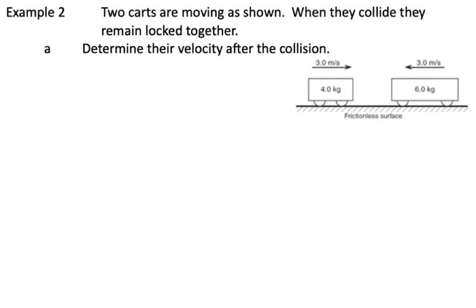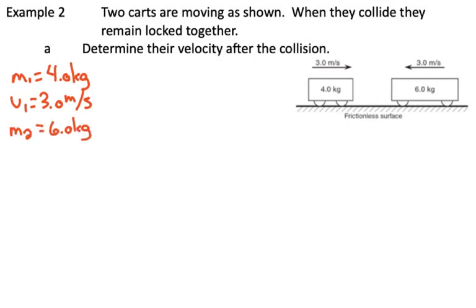Pick one of the carts to be number 1, another one to be number 2. I'm going to pick the one on the left to be number 1, so that M1 is 4 kilograms, V1 is 3 meters per second. M2 then, 6 kilograms. V2, now this is where the direction comes into play again. We do need to account for the fact that that larger cart is moving in a different direction. So it would be negative 3 meters per second.